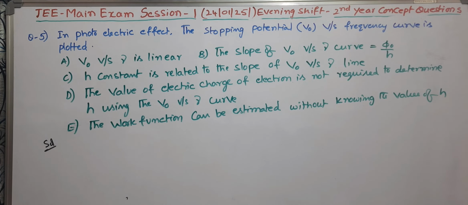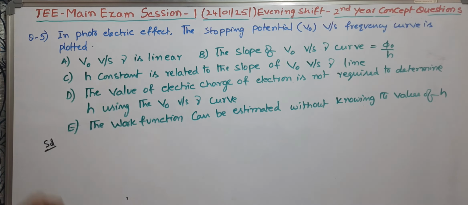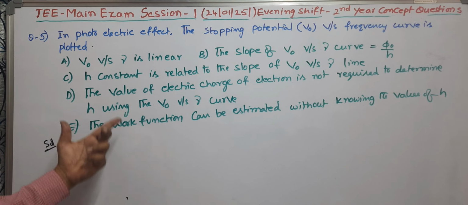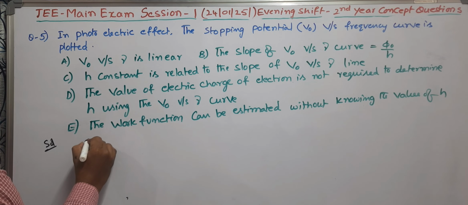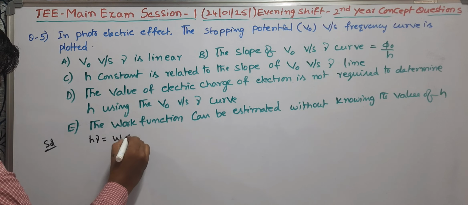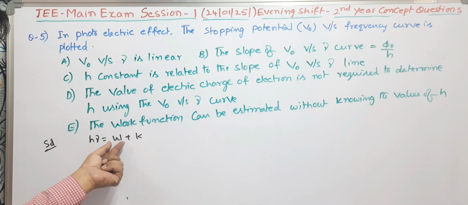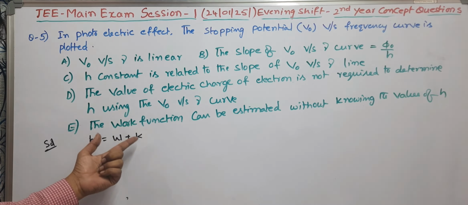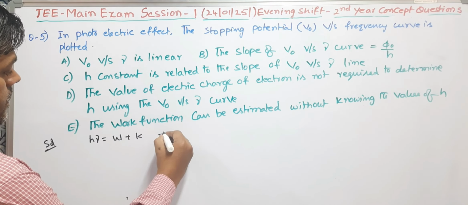Right, the fifth question. In the photoelectric effect, the stopping potential versus frequency curve is plotted. Based on that, some points are given. From this you should choose the correct one. You know, in the photoelectric effect, from Einstein's photoelectric equation, the incident radiation, that means h nu is equal to work function plus kinetic energy. Energy of incident radiation is utilized for doing work to eject electrons, and the remaining is converted into kinetic energy of emitted photoelectrons.